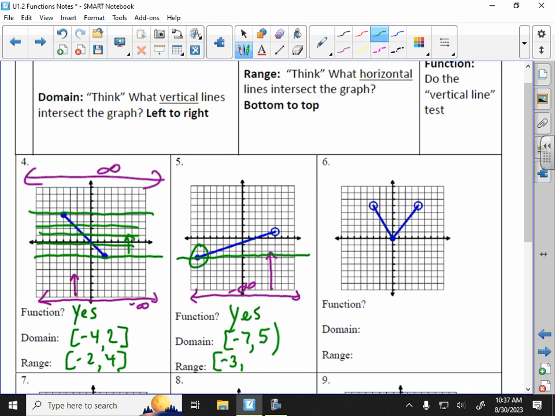Okay, and then we start to slide it up, and it's going to stop hitting our graph right here. And that's at positive 1, when y is positive 1. And because of the open circle, we're going to use a parentheses.